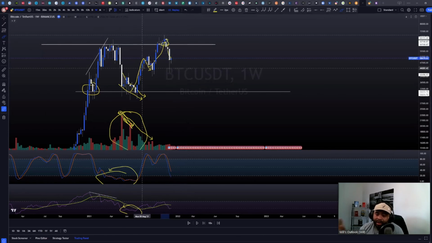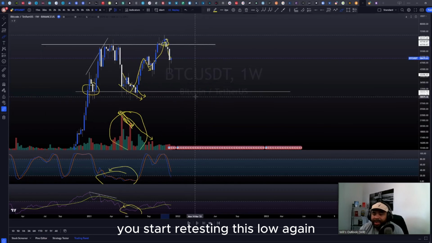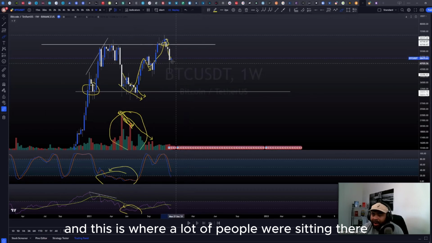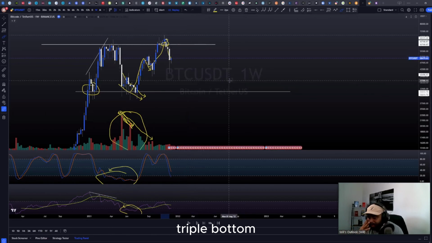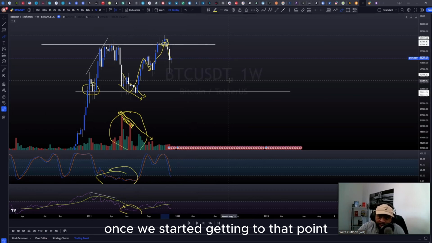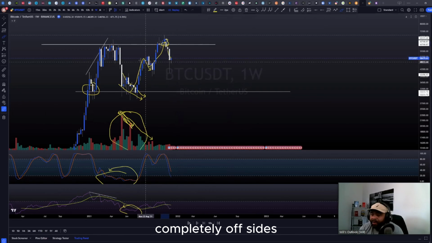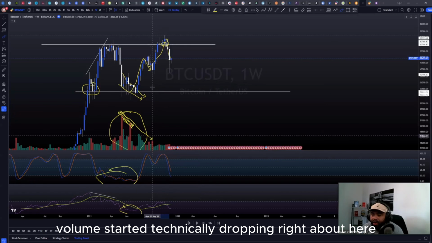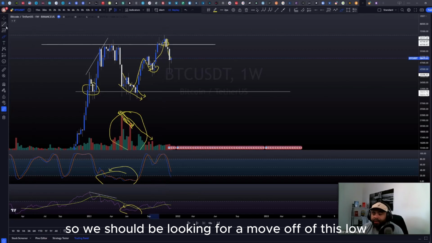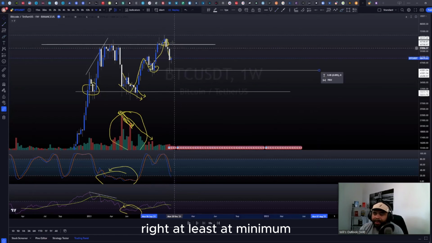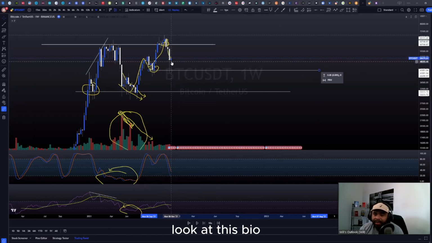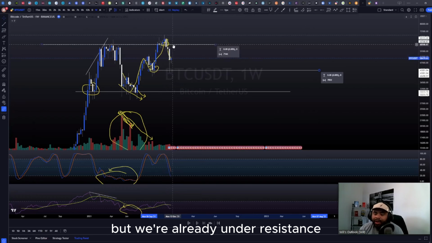Now, here's the thing. Three times the charm. You start retesting this low again, you're done. It's going to break it. And this is where a lot of people were sitting there like, oh, no, triple bottom. It's good. We're good. Once we started getting to that point, completely offsides. Now, where should we look for a move? Well, volume started technically dropping right about here. So we should be looking for a move off of this low, right? At least at minimum. And we did see a reaction here, right? Look at this buy up. We saw a reaction right there, but we're already under resistance.